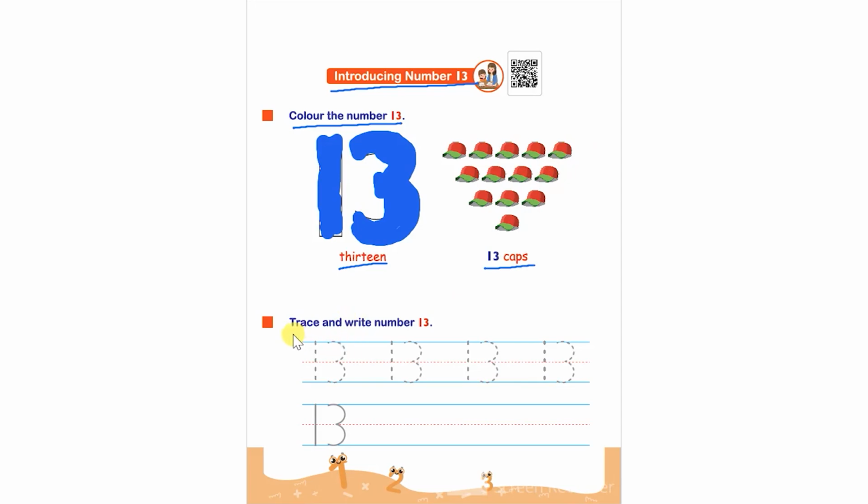After that, they have to trace and write the number 13. So first of all, they have to do the tracing practice over here in this row, and in the next row they have to write the number 13 and complete the worksheet.